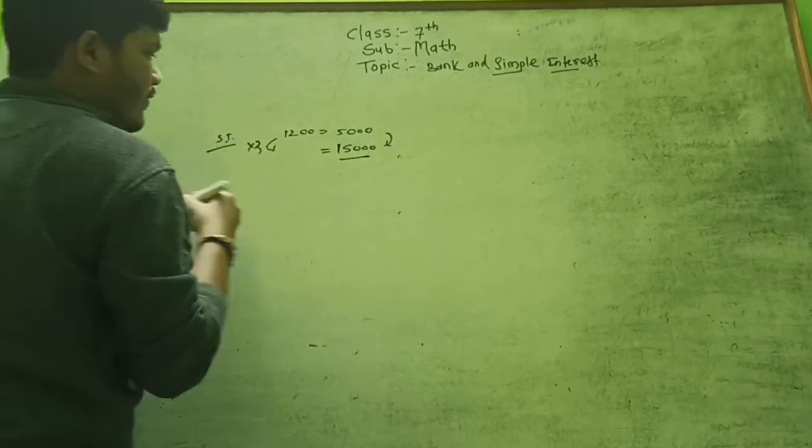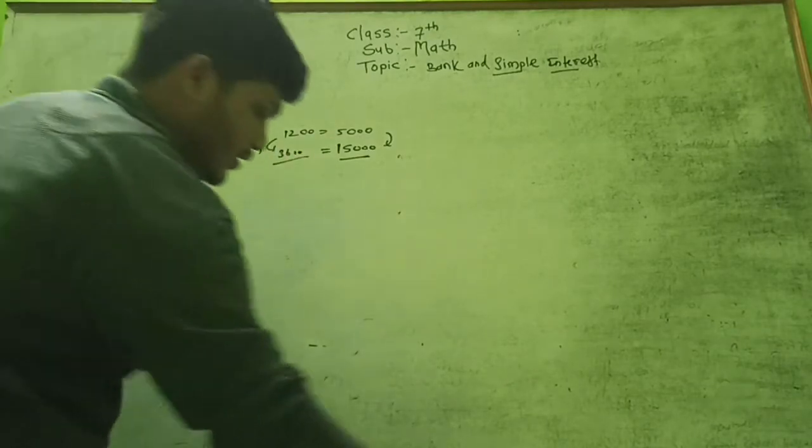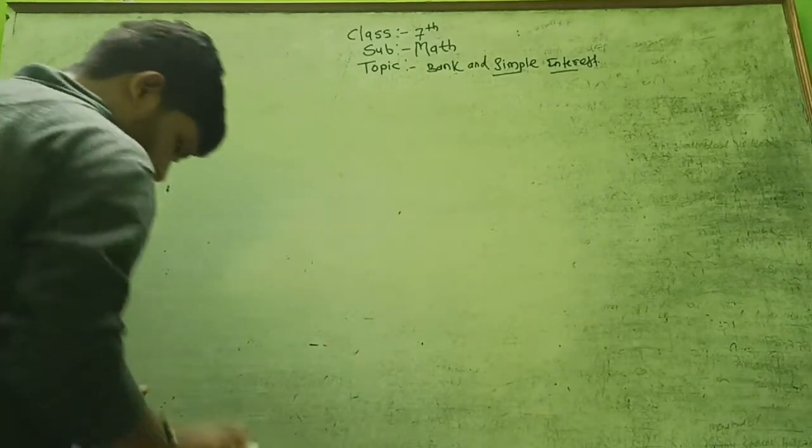So how much will he get? He will get 3,600 rupees. So this is nothing but the simple logic behind this problem. So what is our last problem?